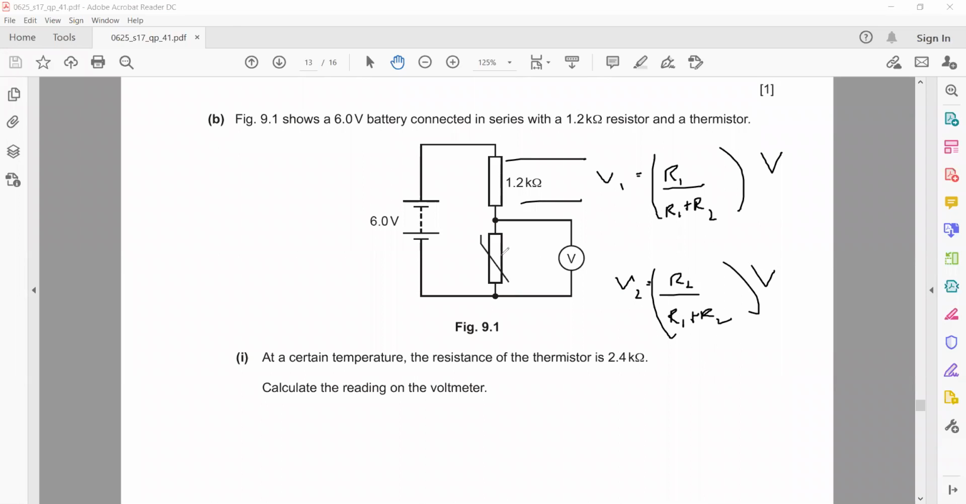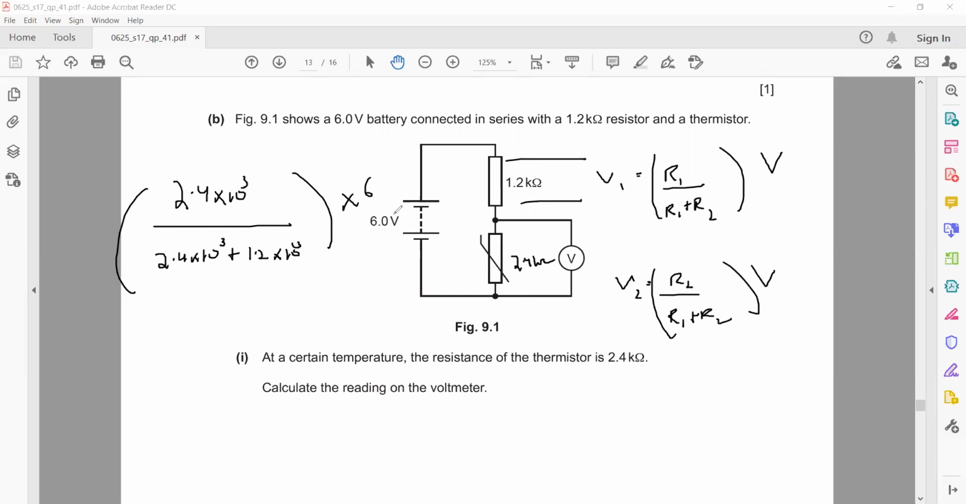So this they already mentioned, it is 2.4 kilo ohm. So the resistance is 2.4 into 10 to the power 3, divided by 2.4 into 10 to the power 3 plus 1.2 into 10 to the power 3, and multiplied by the combined voltage, that is 6, the total voltage. So when you solve this, again you will get the final answer as 4.